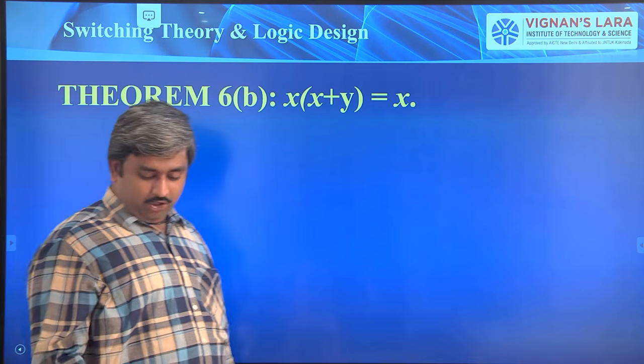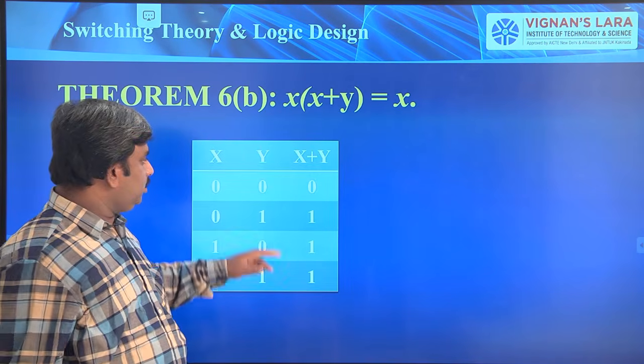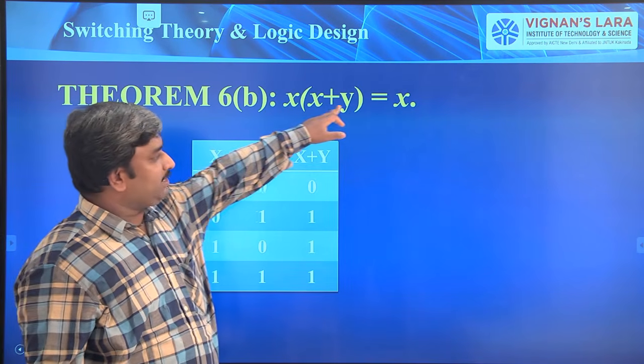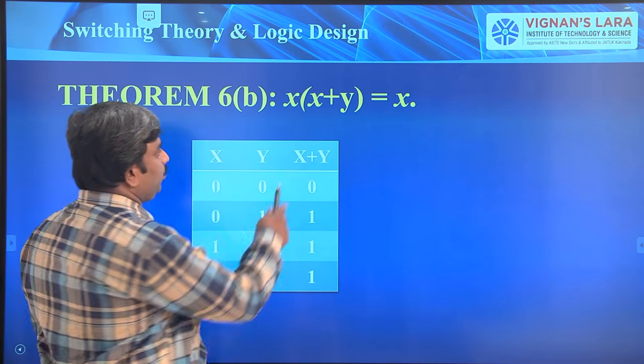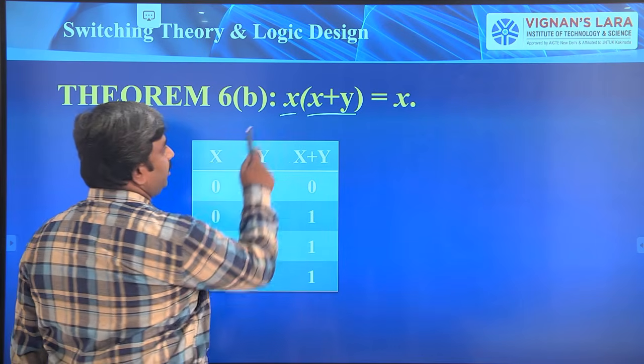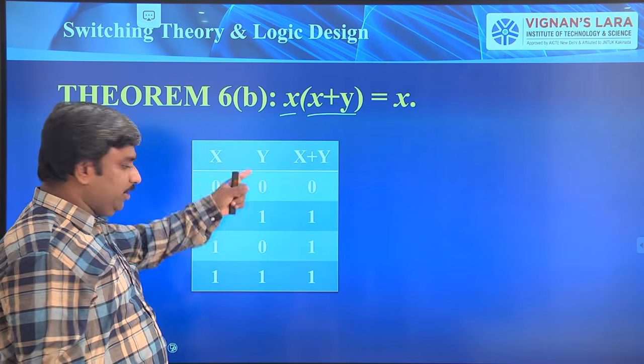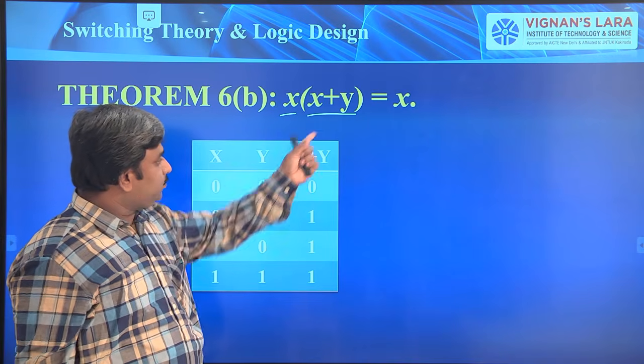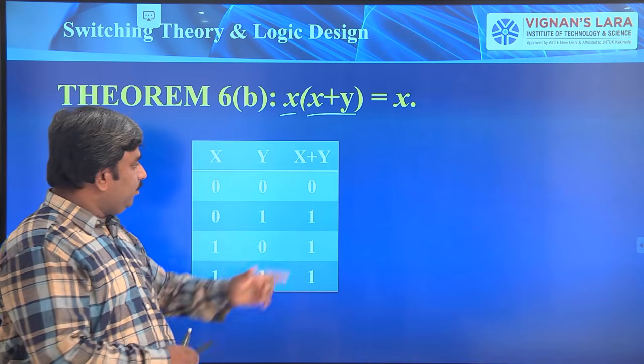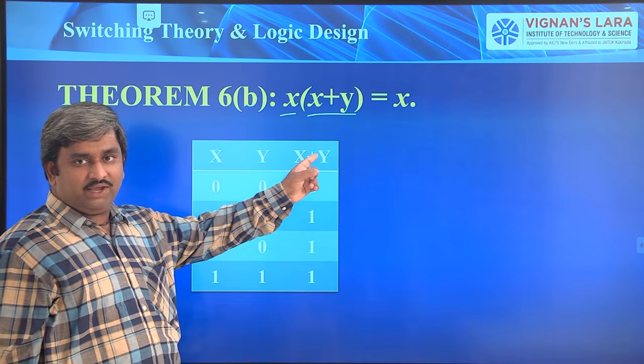Right. So coming to here, I think you have solved. See here, x of x plus y is equal to x. Here we have one term x plus y, another term x. So the xy values I have written here, and x plus y also I have written there. If any one of the input signals of x plus y is equal to 1.